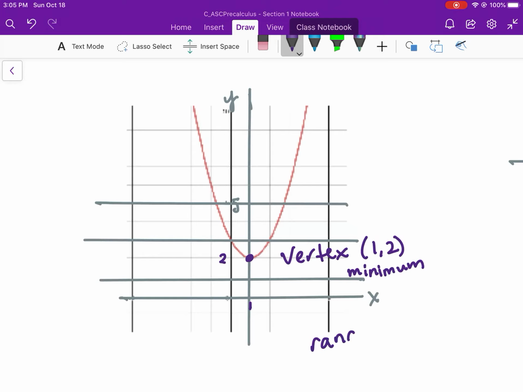If I wanted to ask what the range was, notice the smallest value for the range is my 2, and then it keeps going up, right? So the range is going to start at 2, and it's going to continue going up. So it's infinity. So that's my range, 2 to infinity, and I'm going to include the 2 because it actually lives on that line there.